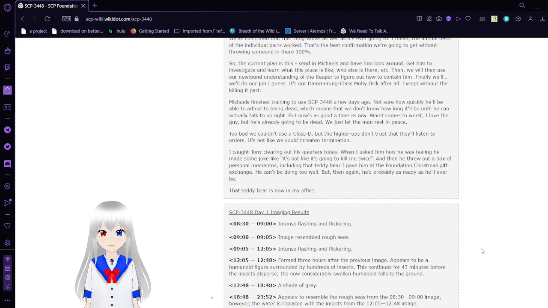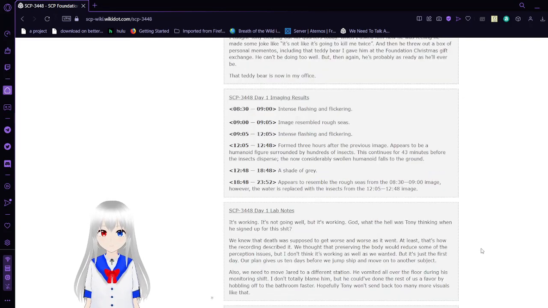I caught Tony clearing out his quarters today. When I asked him how he felt, he made some joke like, it's not like it's going to kill me twice. And he threw out a box of personal mementos, including that teddy bear I gave him at the Foundation Christmas gift exchange. He can't be doing too well, but then again, he's probably as ready as he'll ever be. The teddy bear is now in my office. Seems weird.